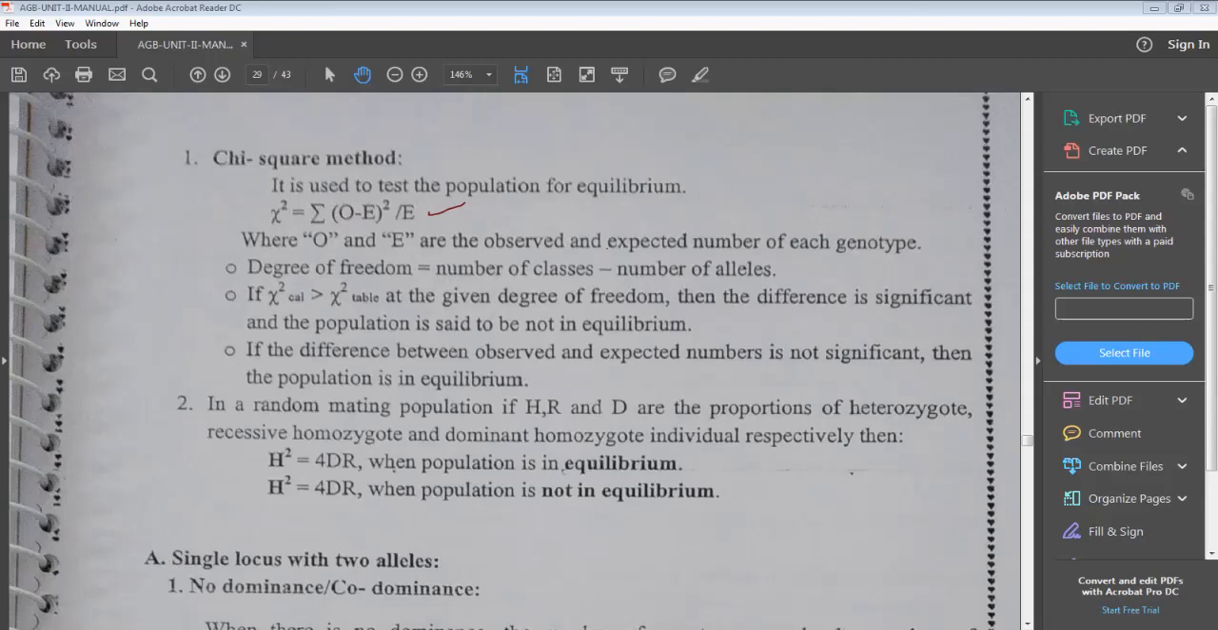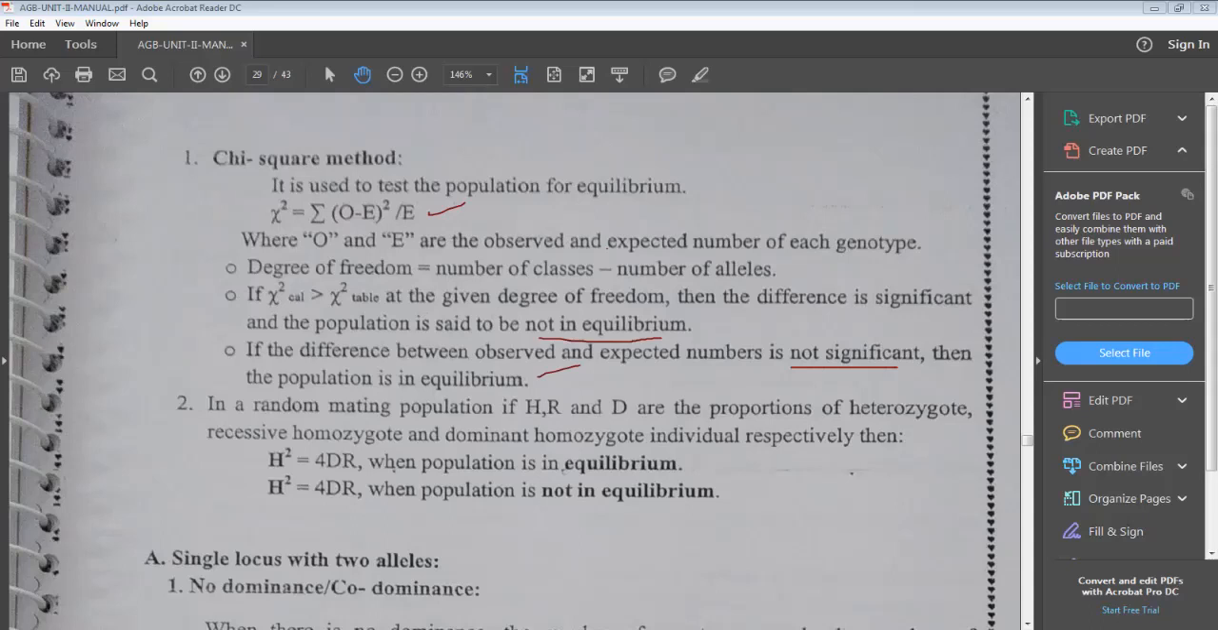If it is significant, the population is said to be not in equilibrium. If it is not significant, then we say that the population is in equilibrium. This is the difference between the observed and expected numbers of the genotypes.